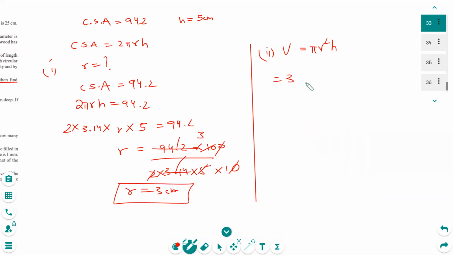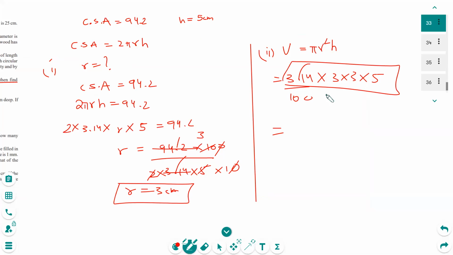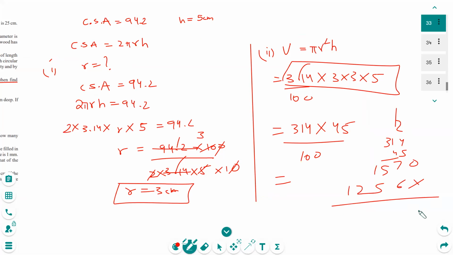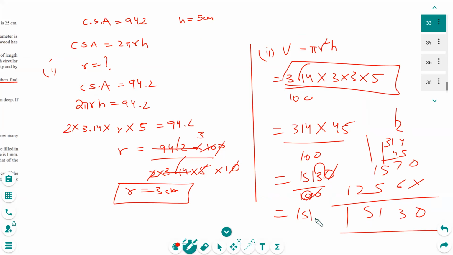So 3.14, 3 times 3, h is 5. If I have to solve this, I can multiply all this instead of canceling out, because that will make it difficult. So 314 times 45 over 100. If I multiply these, I don't know what I will get. I get 15130 if I'm not wrong. Now this will cancel out and become a decimal here. 151.3 centimeter cube.